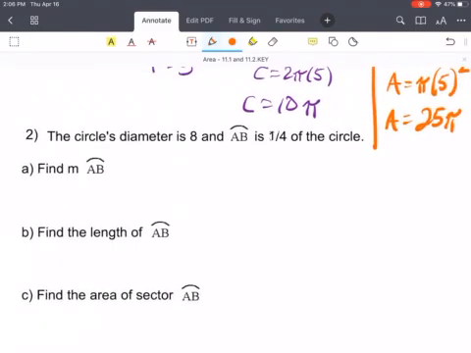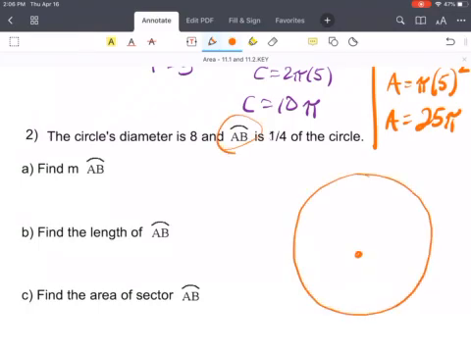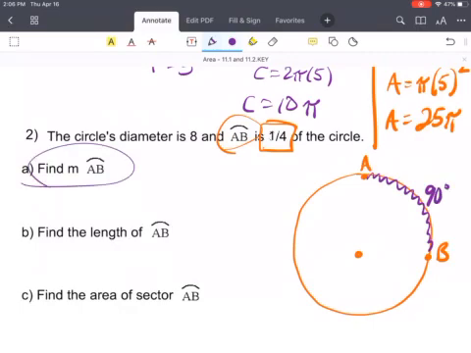For number 2, we're talking about a partial circle. So if I wanted to think about AB as a partial, and it's telling me that it is 1/4 of the circle. So that tells me that this measure here is 90 degrees. So again, that answers that first part because the measure is 1/4 of the circle, so that gives me that it's 90 degrees.